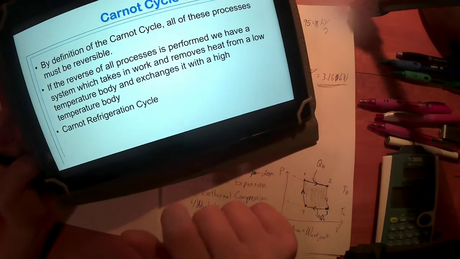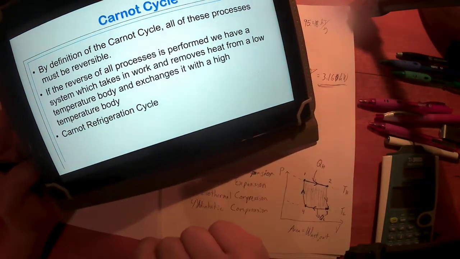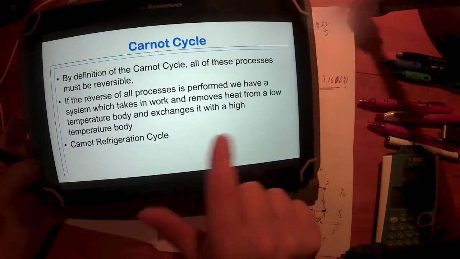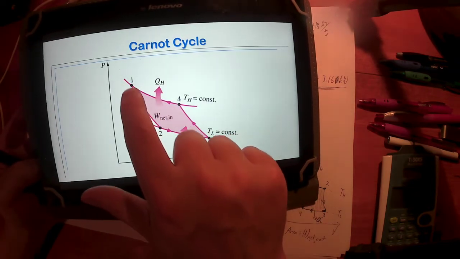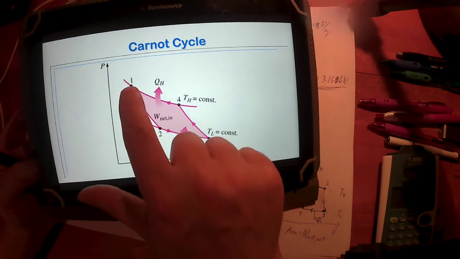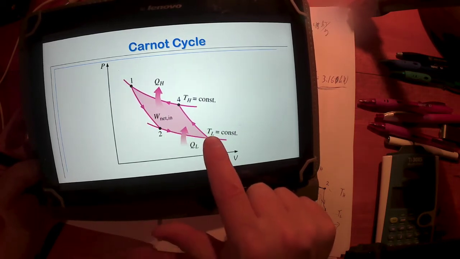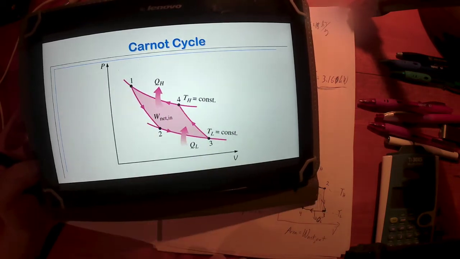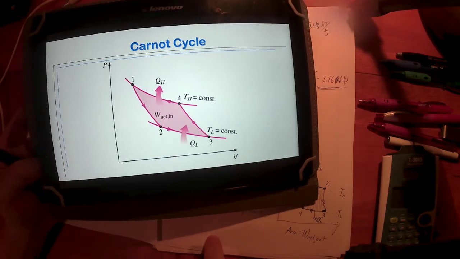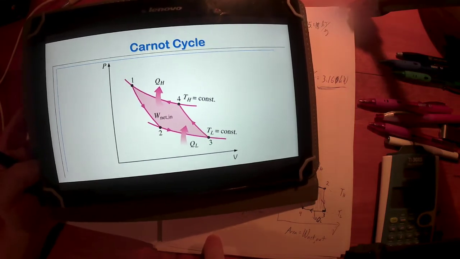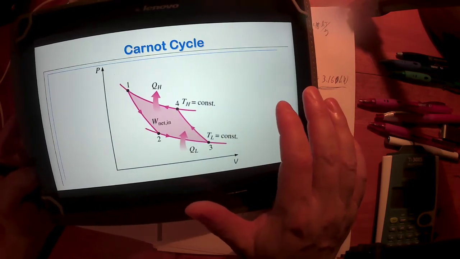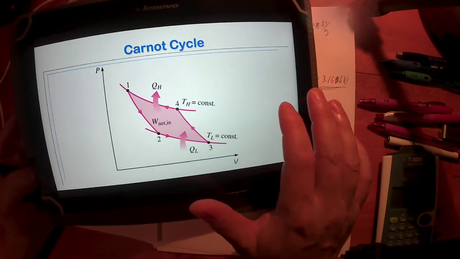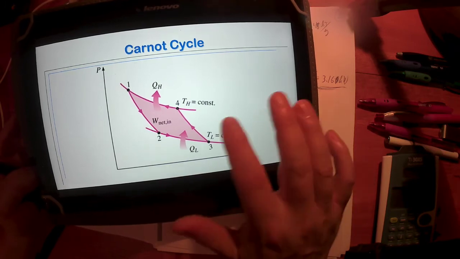This is what we call a refrigeration cycle, the Carnot refrigeration cycle. If I run the thing in reverse, now I'm compressing, now I'm expanding down here, and then I'm compressing, which is essentially what a refrigerator does. Again, we don't have any refrigerators that operate in this fashion, but it's a neat thing to think about.